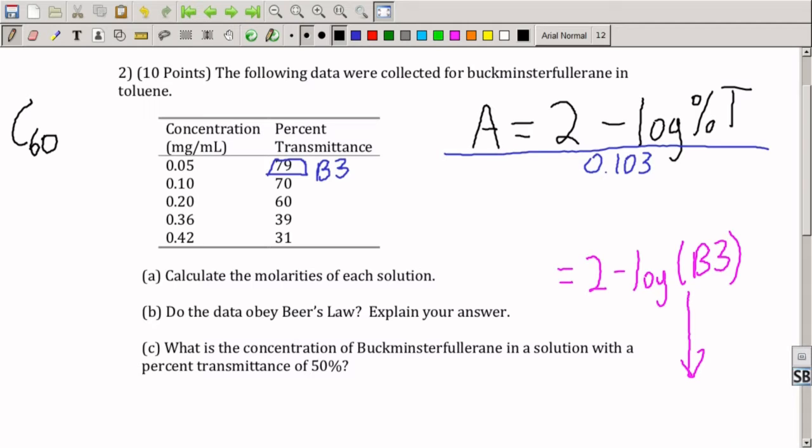Okay. So one of the other things you're going to have to do with this is calculate the molarities of the solutions. You're given the concentrations in milligrams per milliliter. How do you do this? How do you change milligrams per milliliter into molarities, moles per liter? Okay, that's going to give you millimoles per milliliter. Then what?